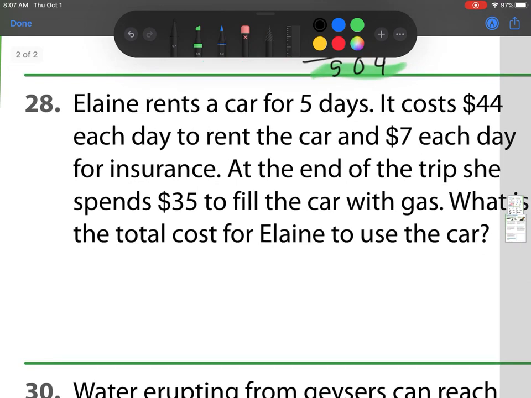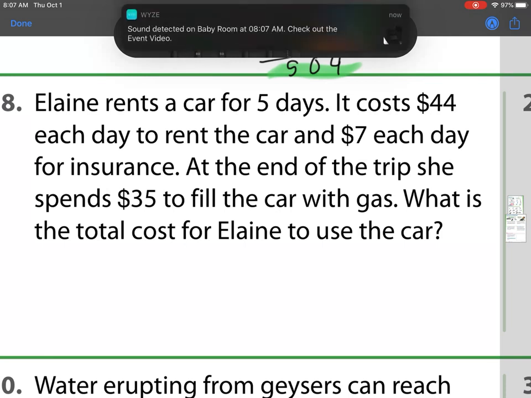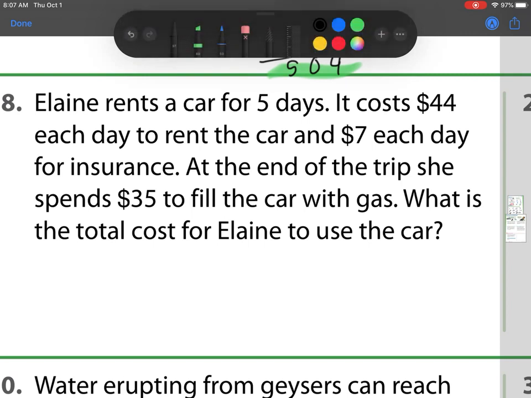28 now. Elaine rents a car for 5 days. It costs $44 each day to rent a car and $7 each day for insurance. At the end of the trip, she spends $35 to fill the car with gas. What is the total cost? Well, let's see how much it costs for 1 day. So 1 day is 44 plus 7. So what is that? 1 day, it costs her $51. So now we know it costs her $51 a day with the insurance and the rental.